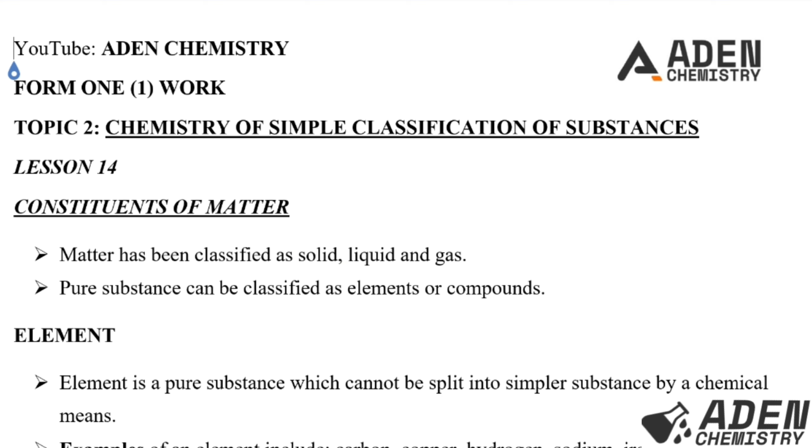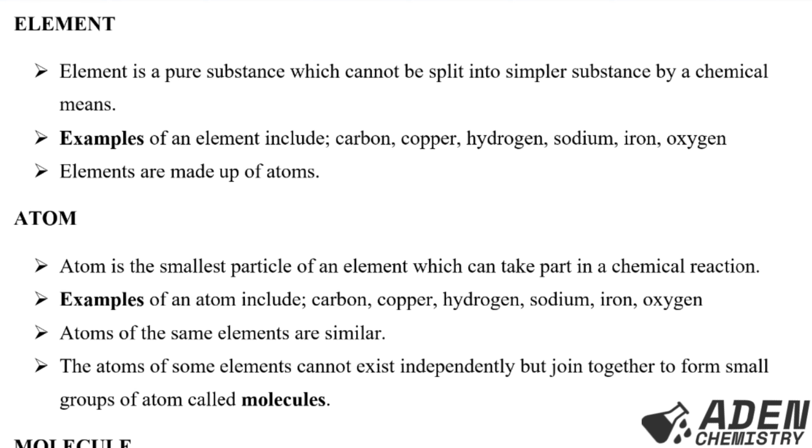Next we are saying pure substance can be classified as elements or compounds. Remember, we said matter is found either as pure substances or mixtures, and a pure substance is the one that consists of only one type of matter. So a pure substance can be classified as elements or compounds. We start with the first one, element.